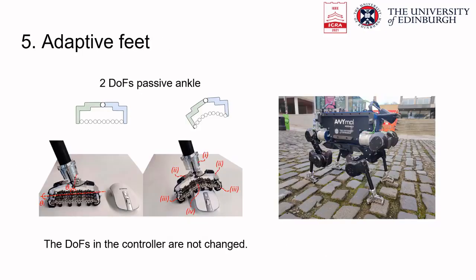We also introduce this adaptive foot. This foot will benefit the robot while walking on rough terrains. But in this paper, the controller didn't consider the degrees of freedom of the passive ankle.